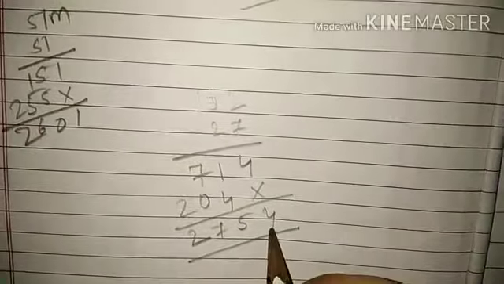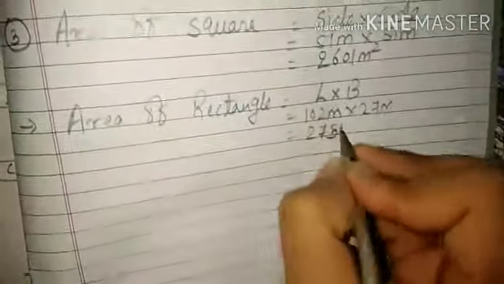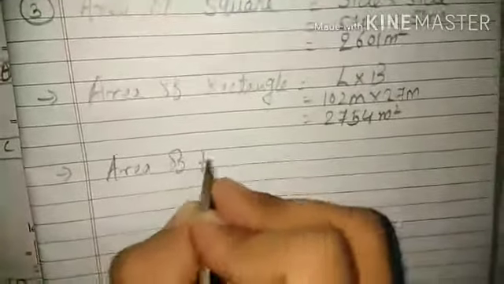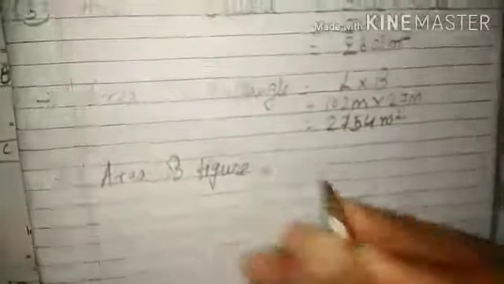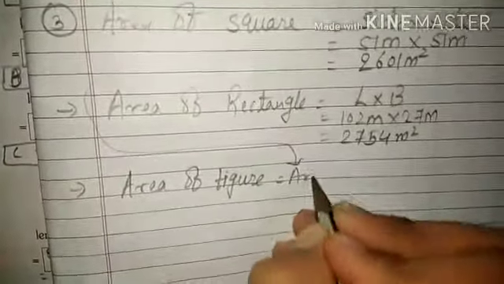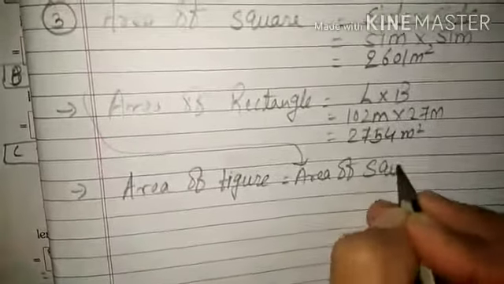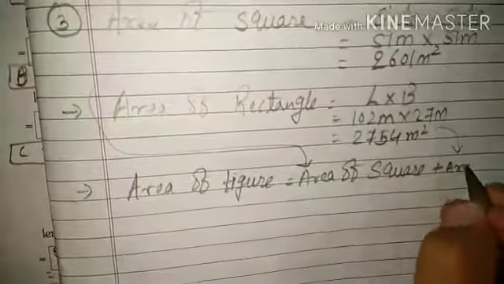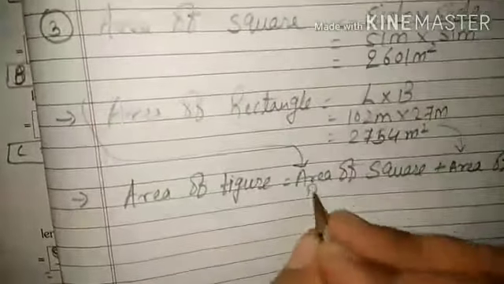So students, 2754 would come as an answer. Write down this one, 2754 meters square. But students, the answer is not over yet. I have to find out the area of the figure, because we have divided it into two parts, of which the first one was the area of square plus the next one was the area of rectangle. I have to do the addition, and after that I can say what the answer for that figure is.